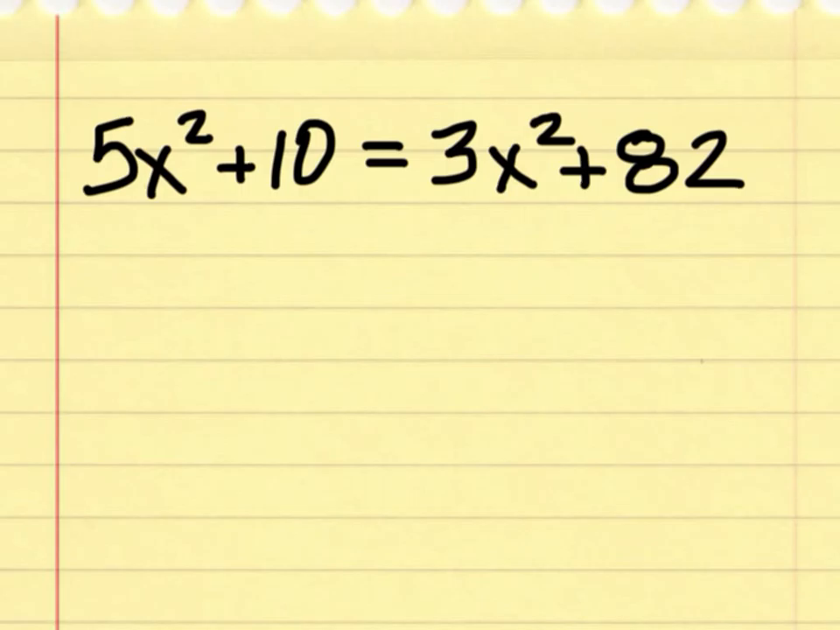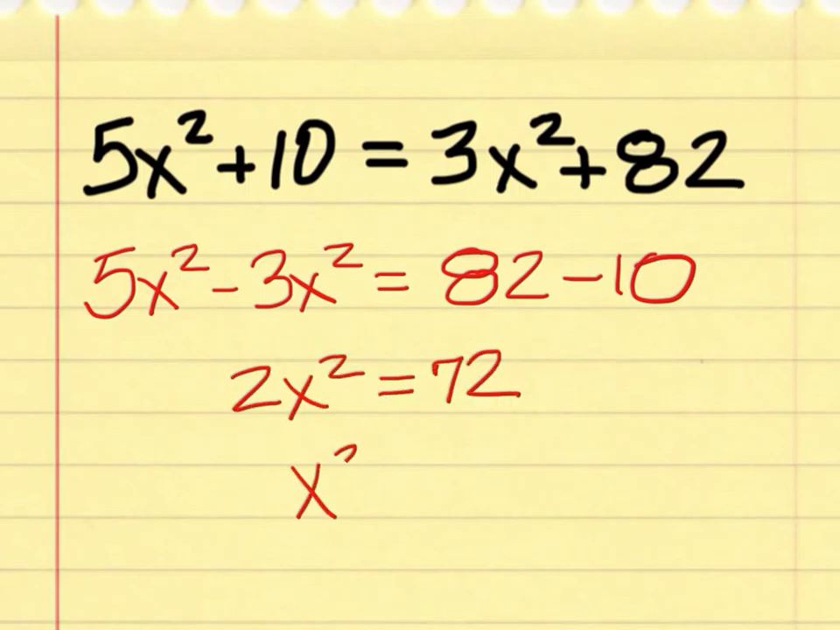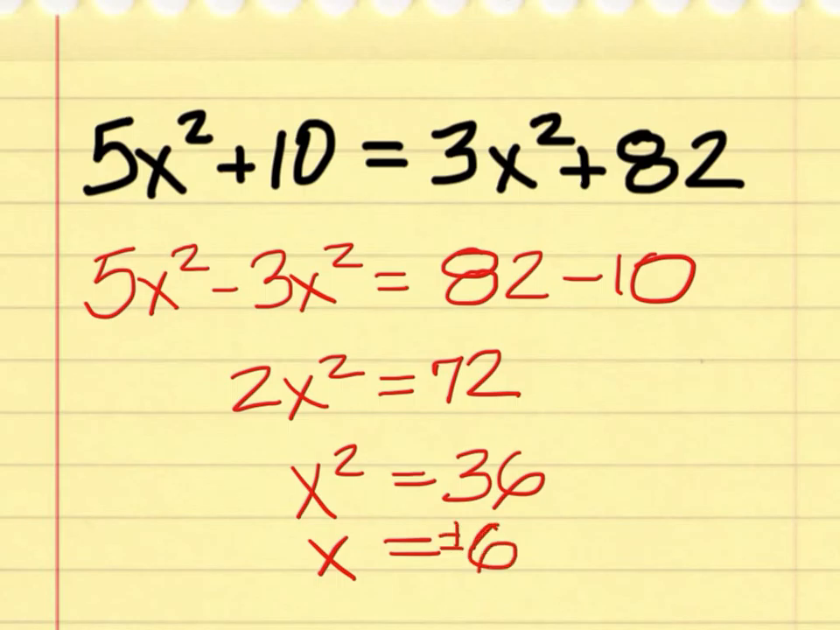5x squared plus 10 equals 3x squared plus 82. On the practice problem, it will be 5x squared minus 3x squared equals 82 minus 10. That's going to be 2x squared equals 72. When you divide by 2, you get a 36 on the right, and the square root of both sides will give you x equals plus or minus 6. You almost missed.